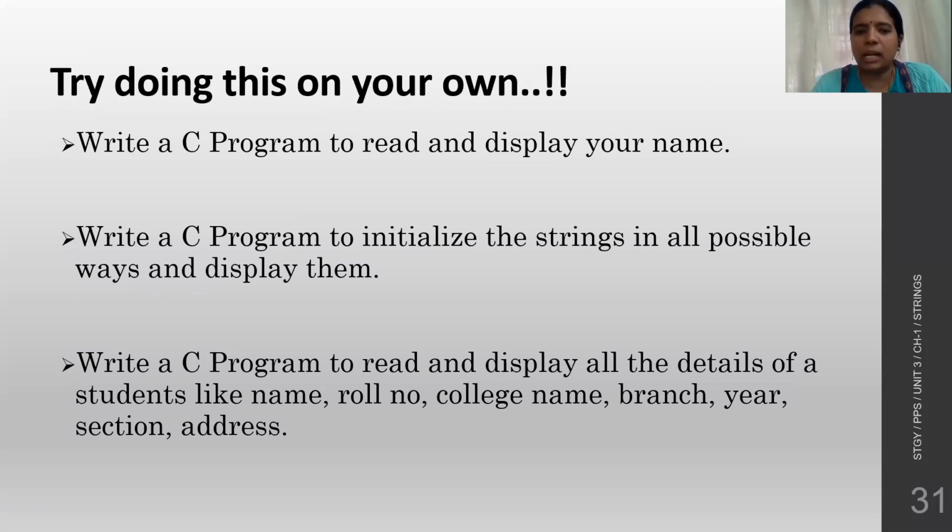And the fourth question is: write a C program to read and display all the details of a student like name, roll number, college name, branch, and year. So take this up, understand once again, go through the logic and try to write these codes so that you will understand how strings work basically. Okay. Thank you.